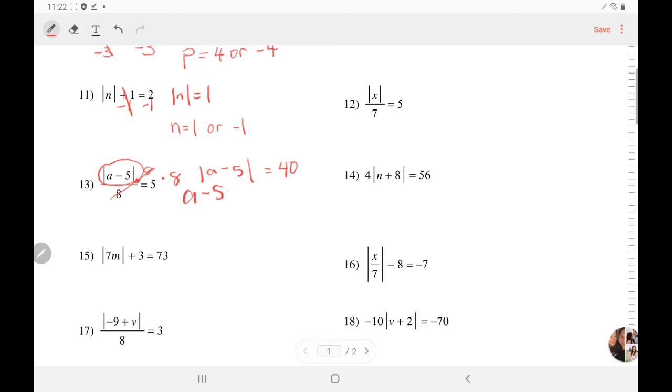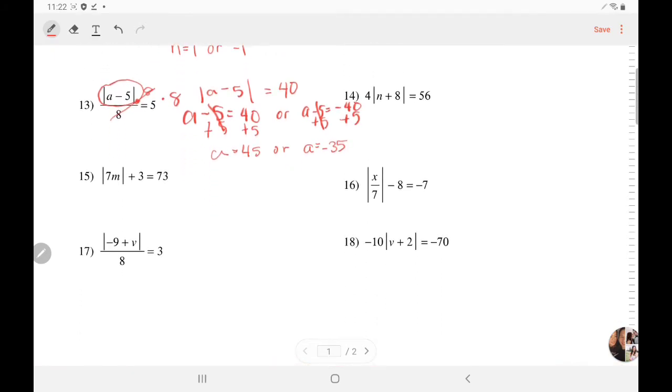A minus 5 is either 40, or a minus 5 is negative 40. Solving for a, you add 5. Cancel. So a equals 45, or a equals negative 35.